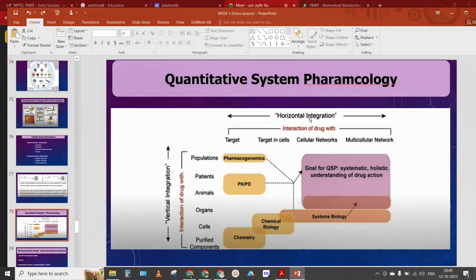The next thing is quantitative systems pharmacology. Here we have two integration types: horizontal integration and vertical integration. As you can see, the goal of quantitative systems pharmacology is a systematic, holistic understanding of drug interactions. They involve chemistry, biological systems, pharmacokinetics and pharmacodynamics, and pharmacogenomics, with factors such as population, patients, animals, organs, cells, and verified components. Meanwhile, in horizontal integration, the factors are targets in cells, cellular networks, and multicellular networks.